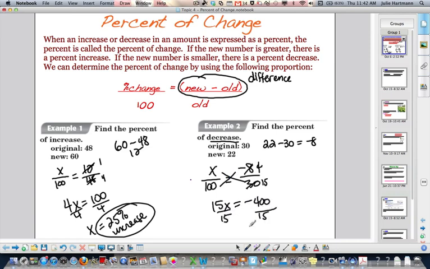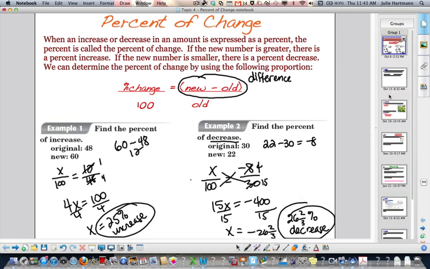Divide by 15, x equals negative 26. And when you plug that in your calculator, it's like 0.666667, so that's 2/3. So I'm going to write a negative 26 2/3. So it's going to be a 26 2/3% decrease. And that's how you tell if it's an increase or a decrease. Does it go up or down? Is it positive or negative?